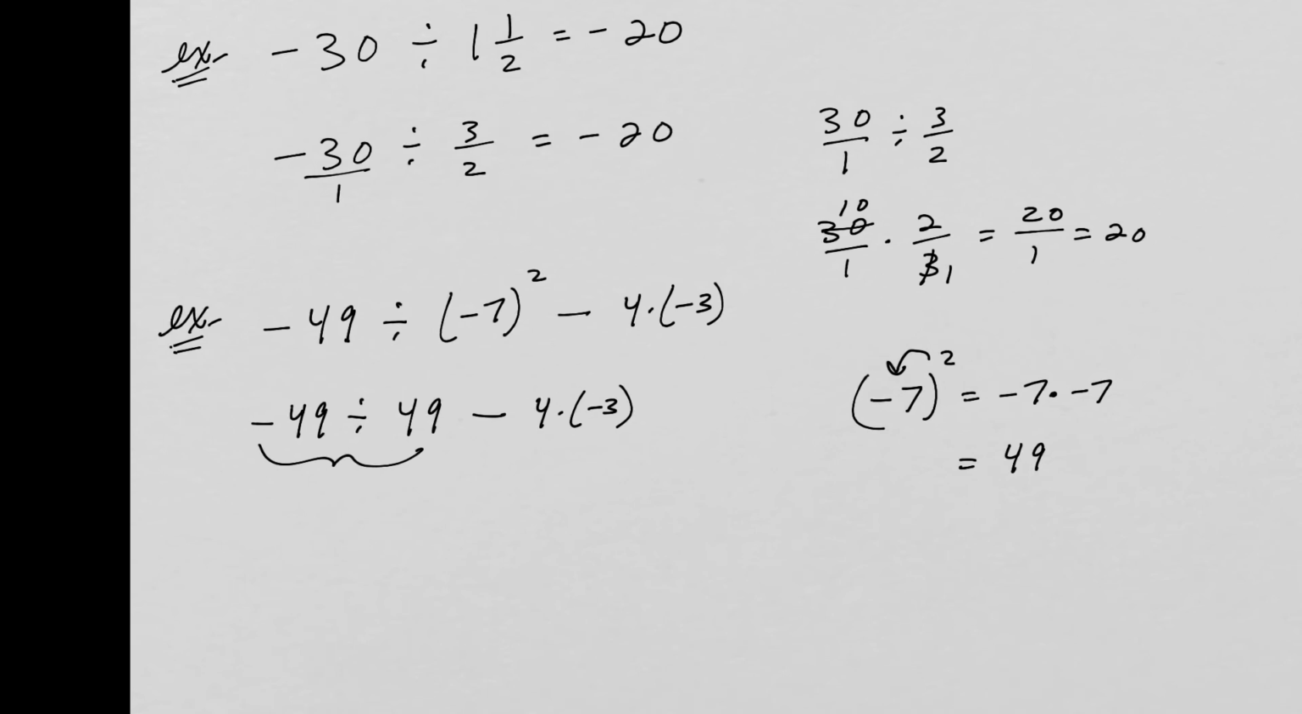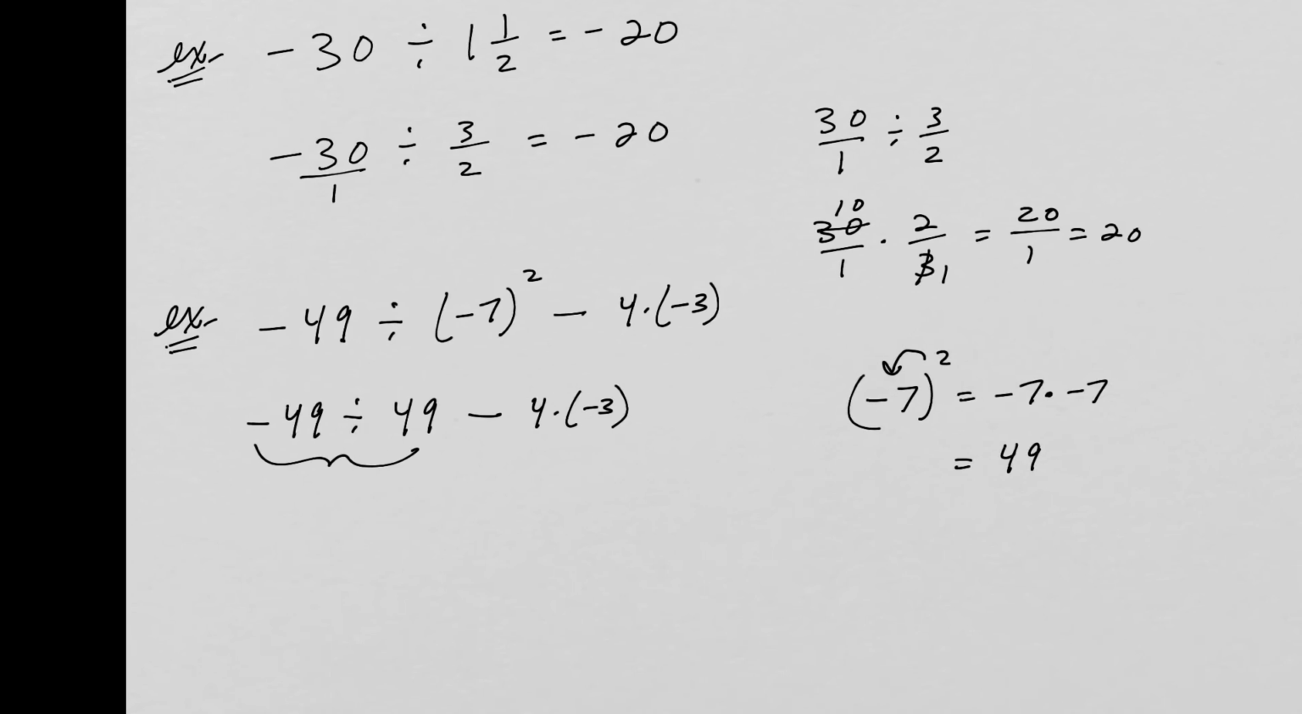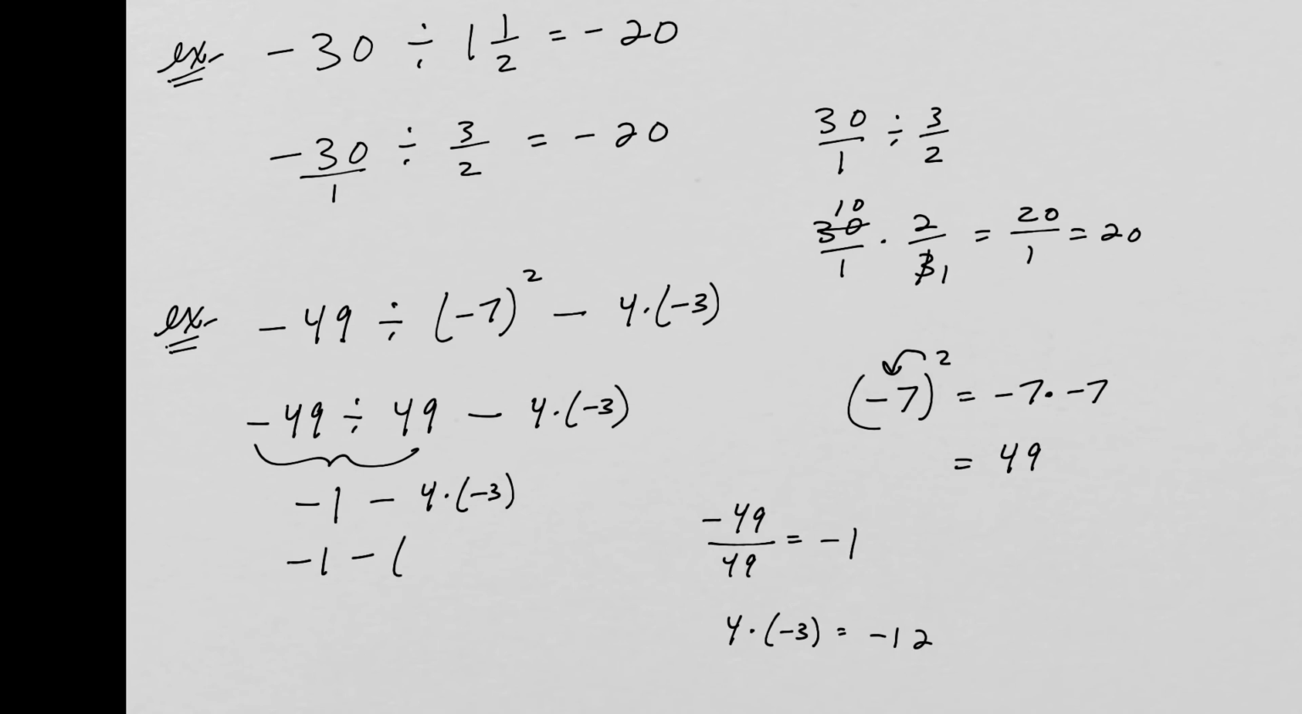Negative 49 divided by 49. I'll write it this way. Well, negative divided by positive is negative, and what's 49 divided by 49? That's just 1, right? So this is going to be negative 1. Now I can do my multiplication, so I have 4 times negative 3. Well, that's going to be a negative 12. Right, so this becomes negative 1 minus a negative 12.